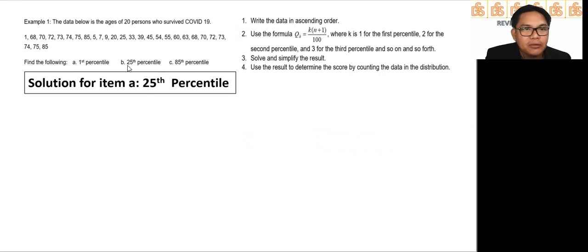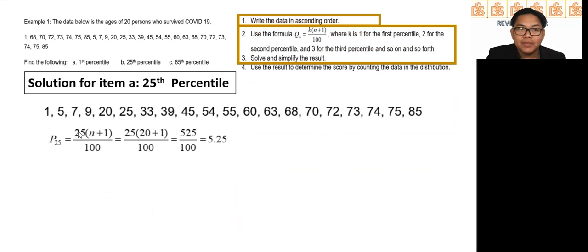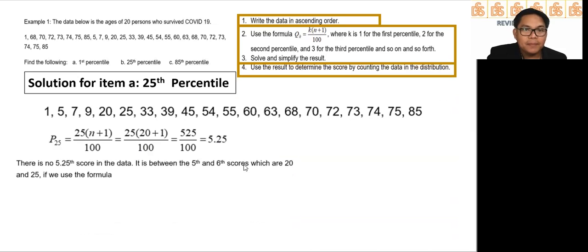Now let's move to the second item, which is the 25th percentile. Again, let's use the process: write the data in ascending order. This is our data. Then use the formula, replacing K by 25, and 20 for N. That will be 20 plus 1 is 21, multiplied by 25 is 525, divided by 100 is 5.25. But what is the 5.25 score? Definitely it's between the 5th and the 6th score. The 5th and 6th scores, counting 1, 2, 3, 4, 5, 6, are between 20 and 25.